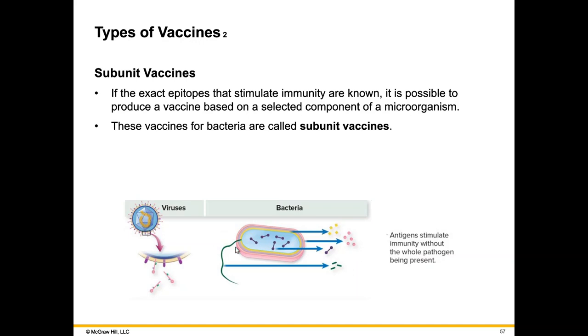Same concept with bacteria. Here we have a bacteria cell. You'll see there's certain components. These are antigens that can stimulate immunity. We'll remove those antigens from the bacteria and make a vaccine with just those antigens instead of the whole bacteria cell.